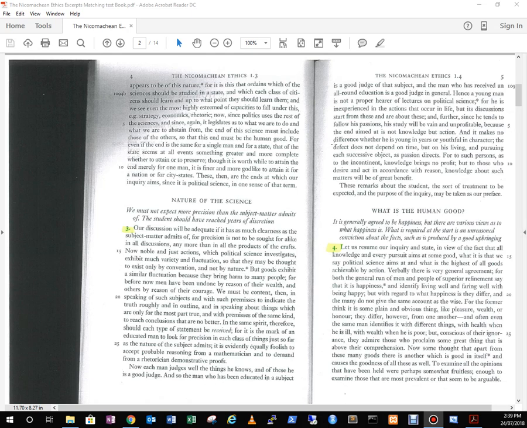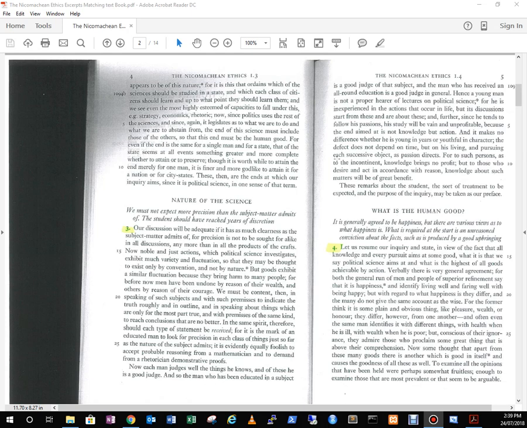And it makes no difference whether he is young or youthful in character. So we're not judging people who are young, we're really judging people who are young in terms of their character. Take a note. The defect does not depend on time, but on his living. So it's about the way you live your life and pursuing each successive object as passion directs.